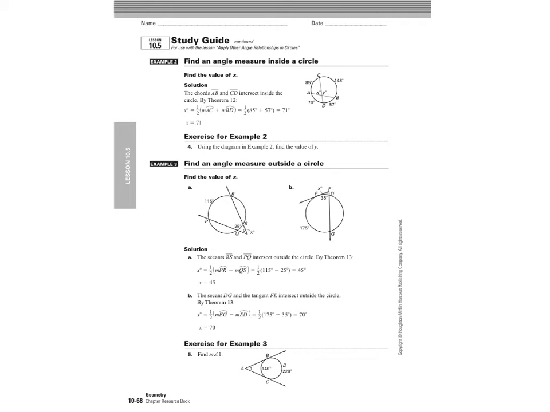You will have chords, you will have secants, you will have a secant and a tangent. Know all of these formulas. There were 3 of them. And know how to use them. Be able to apply them.